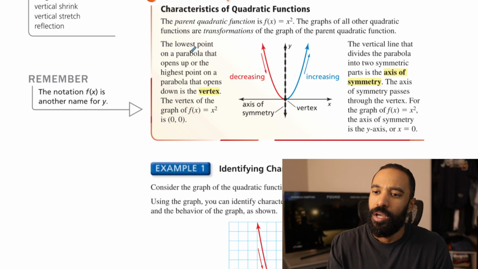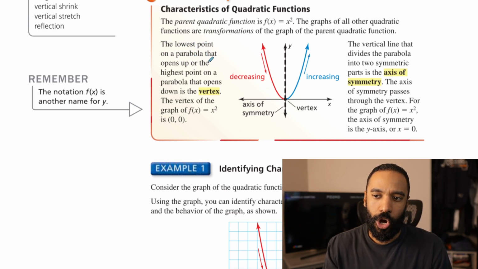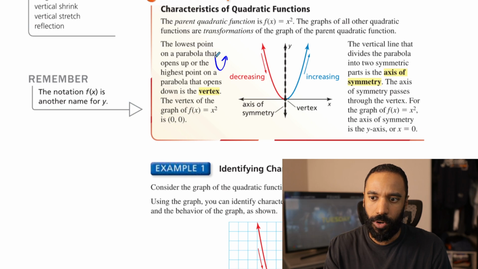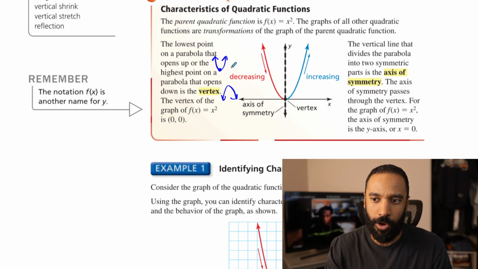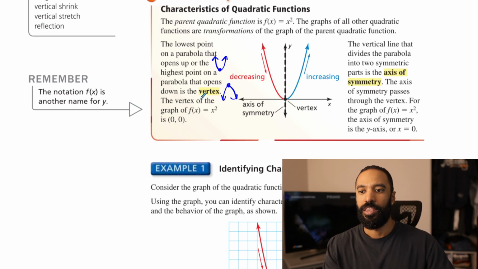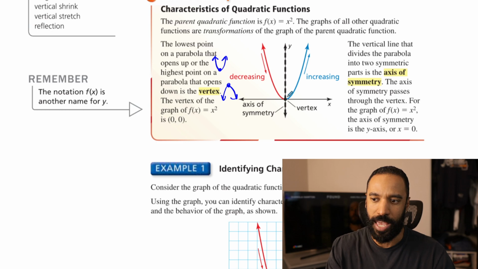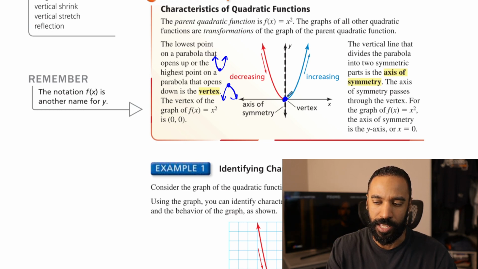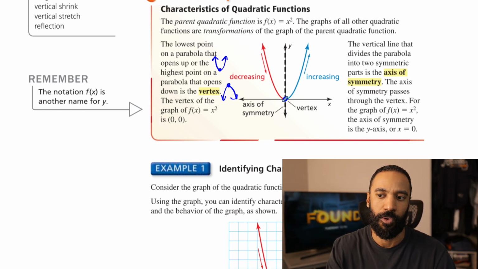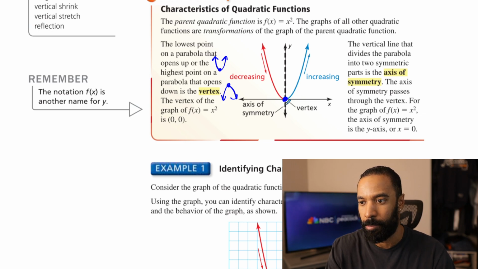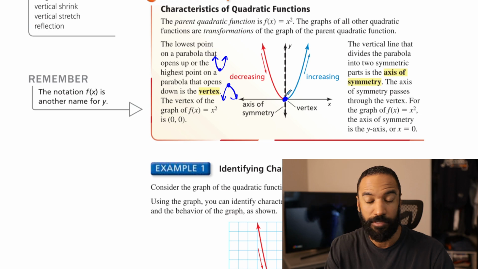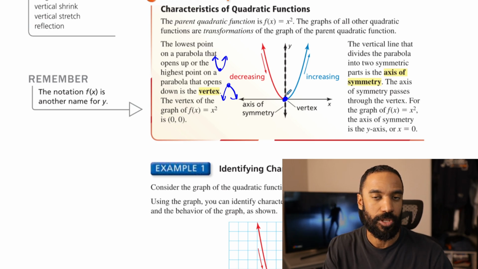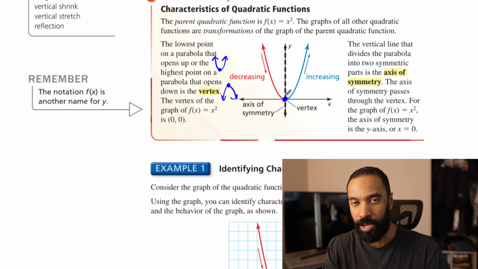whether it's stretched, compressed, reflected, translated horizontally, vertically, whatever it is. The lowest point on a parabola that opens up, like this, or the highest point on a parabola that opens down is the vertex. So here's the lowest point of an open up, and here's the highest point of an open down. The vertex of the graph of f of x equals x squared is 0, 0. So that's this. It's at the origin, non-transformed, and when we see it move left, right, up, and down in future sections, then the vertex will be in a different spot. It'll still be considered its lowest or highest point, but it will no longer be on the origin.